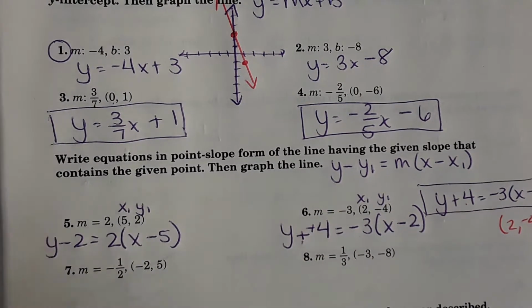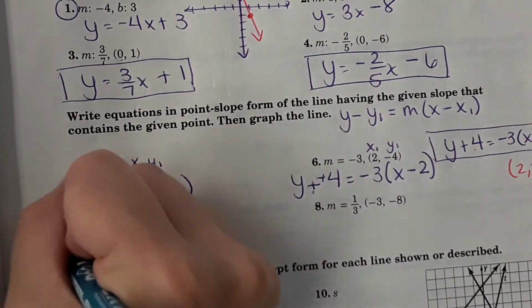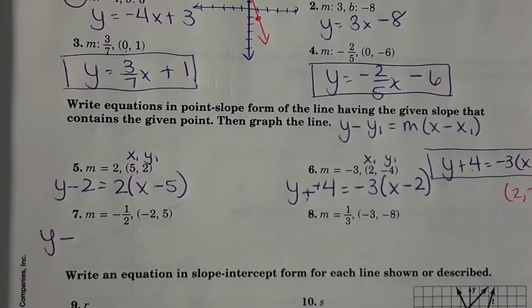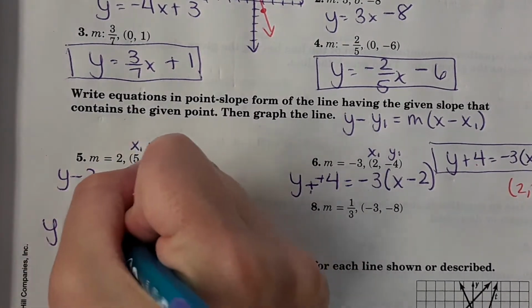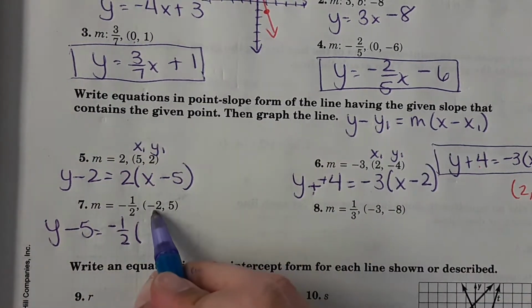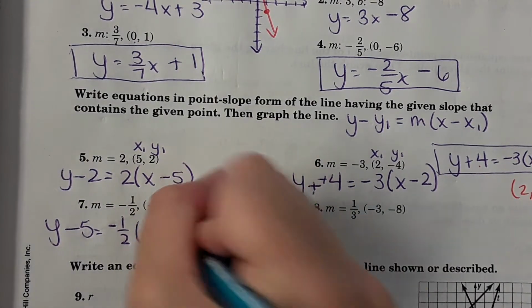Okay, number 7. Y minus, can't see, or what's that? Okay. Y minus 5 equals -1/2 as the slope, and then x minus -2, which would just be x plus 2.